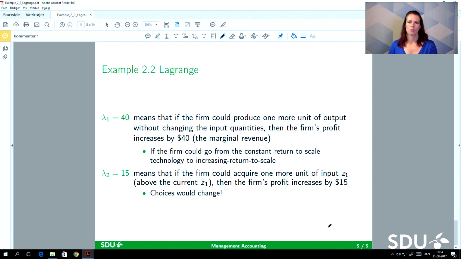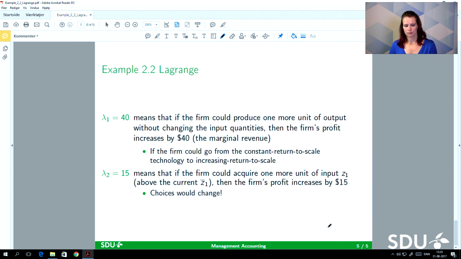Now a little bit about the multipliers. Lambda 1, the multiplier related to the first constraint, our output constraint, tells us how much the profit of the firm would increase if they could produce one more unit without increasing the input factor consumption. It is not surprising that it's 40, because 40 is the marginal revenue, or the price at which this extra unit can be sold.